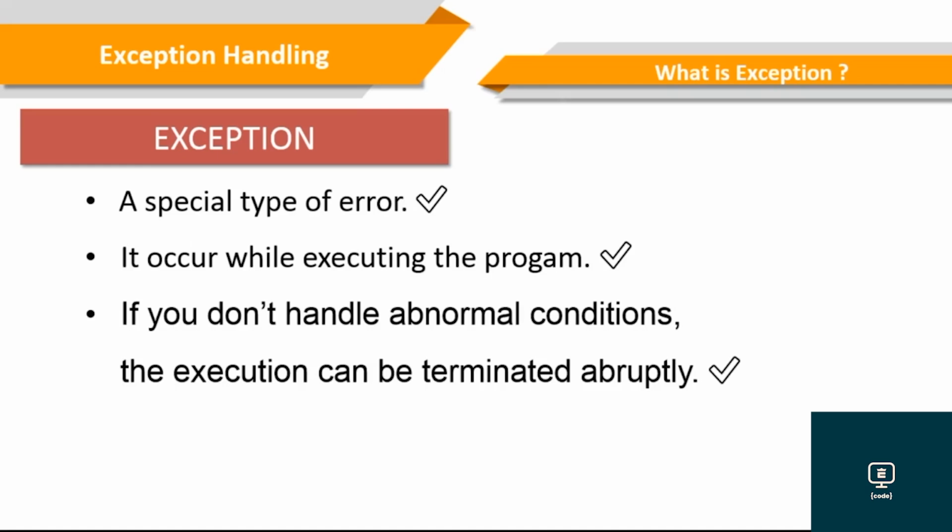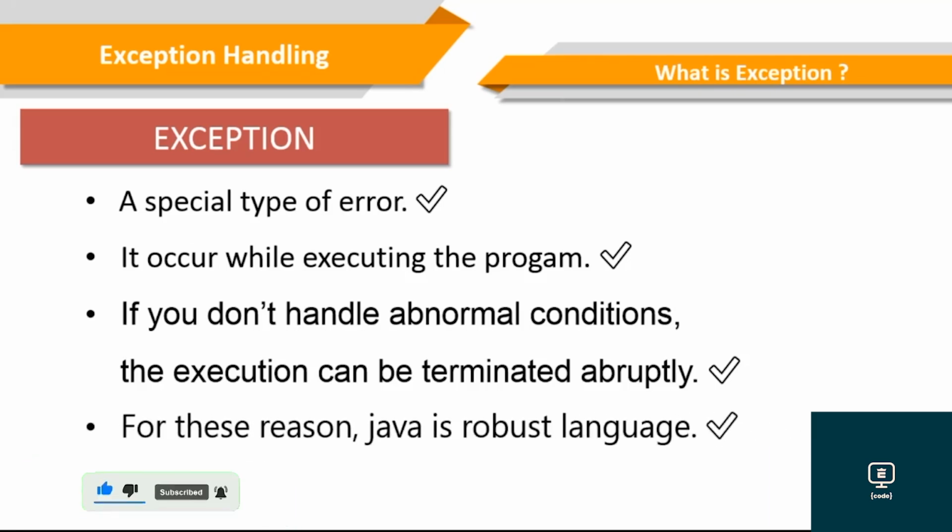For example, division by 0 will cause an error in a program. The Java language provides an excellent exception handling mechanism. So these mechanisms minimize the chances of a system crash or abrupt program termination. So for this reason, Java is known as a robust language.